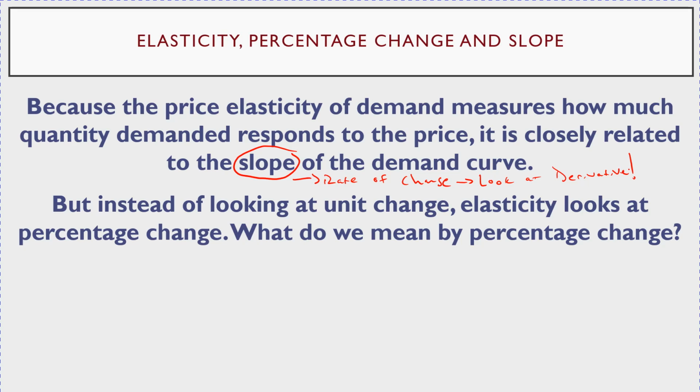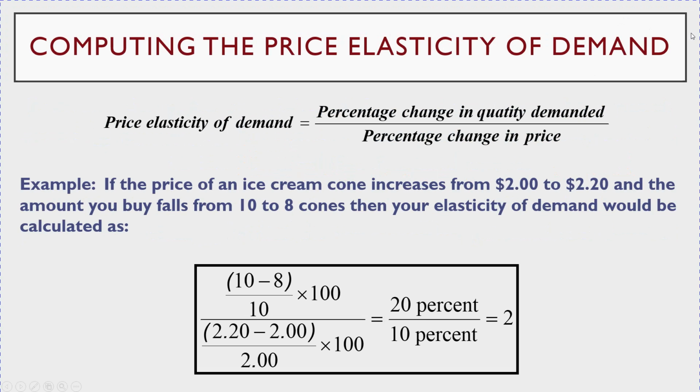So what do we mean by the percentage change? Let me do a very, very simple example so that you can see. The price elasticity of demand, in basic economics terms, is equal to the percentage change in quantity demanded divided by the percentage change in price. Here's an example. If the price of an ice cream cone increases from $2 to $2.20 and the amount you buy falls from 10 to 8 cones, then your elasticity of demand would be the following. The percent change in quantity demanded: going from 10 to 8 is a 20% change. The percent increase in price, from $2 to $2.20, is a 10% change. So 20% divided by 10%, we would say the price elasticity of demand is equal to 2.